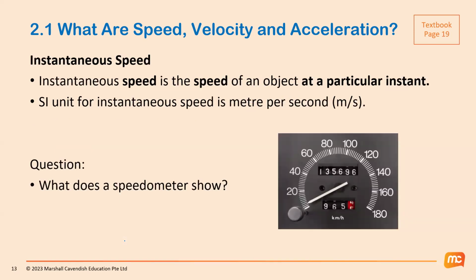Next we have something called instantaneous speed, which is the speed at a particular instant. Where can we find instantaneous speed? We use a speedometer to measure it. In vehicles, there is always a speedometer. When you step on the accelerator, you will see that the speedometer increases. It shows the speed at that particular instant only.